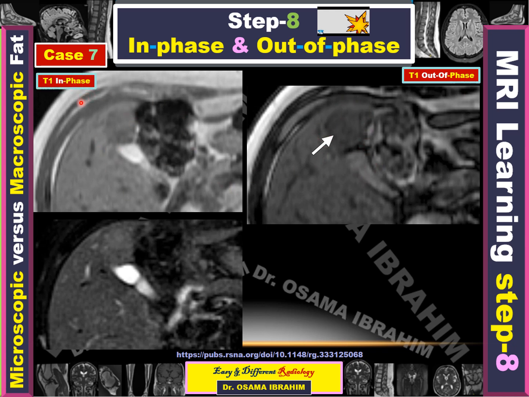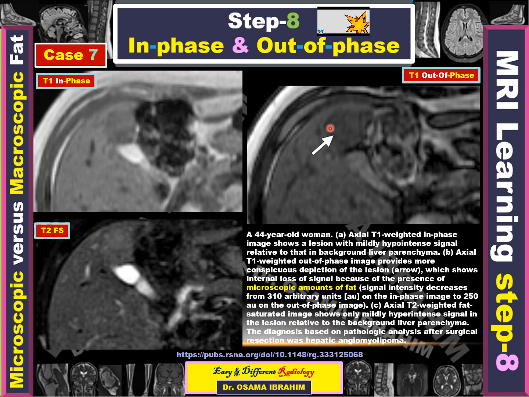What about this sequence? This is the T1 in phase, and what about the fat? Subcutaneous fat is suppressed here, so this is the T2 fat suppression. What about the lesion appearing here? Is there any drop of signal? Yes, there is a drop of signal in the opposed phase representing microscopic fat. So there is microscopic fat in these lesions.